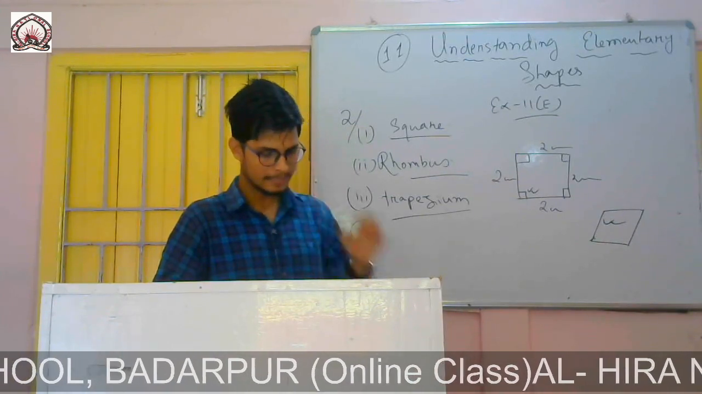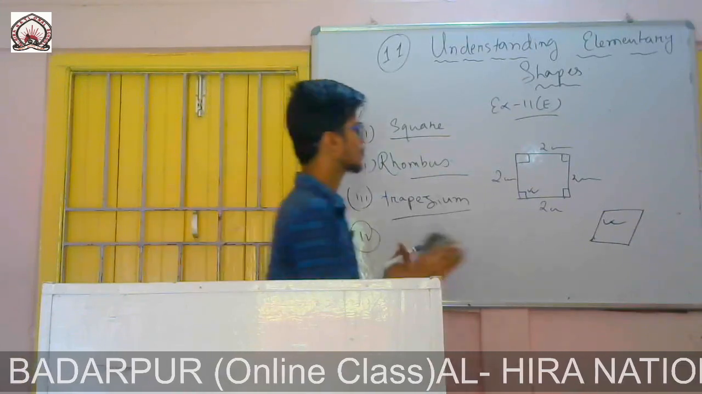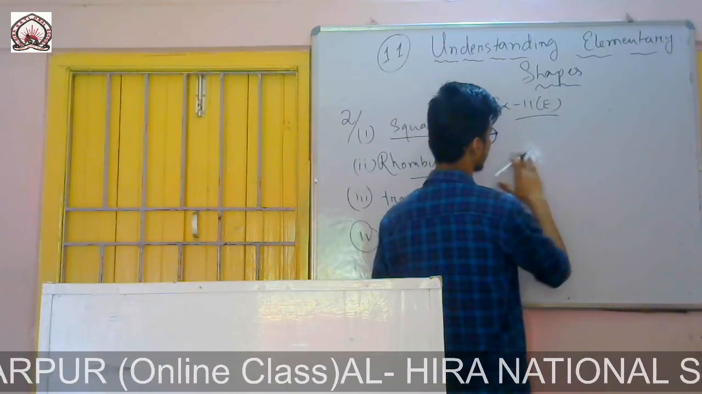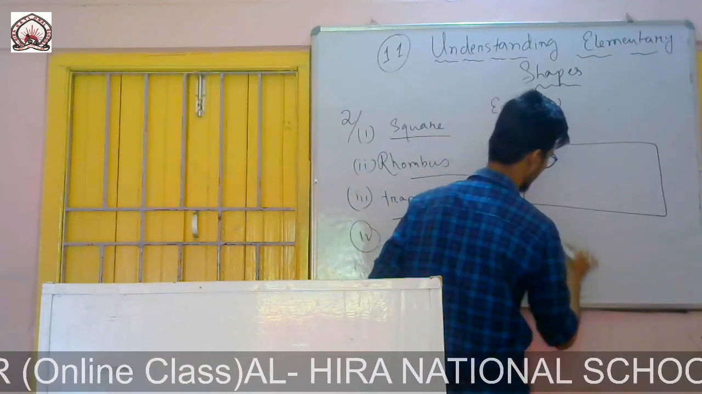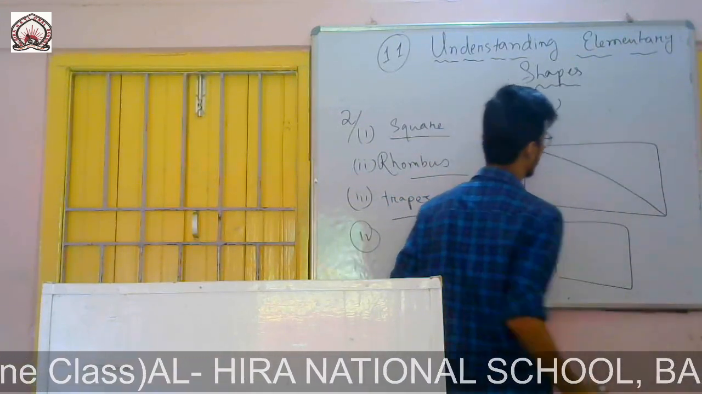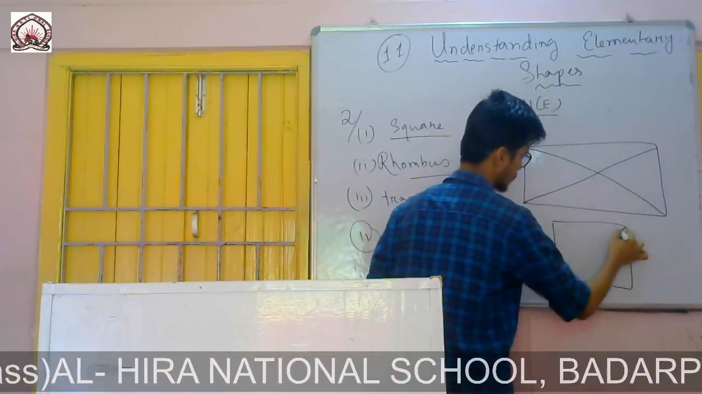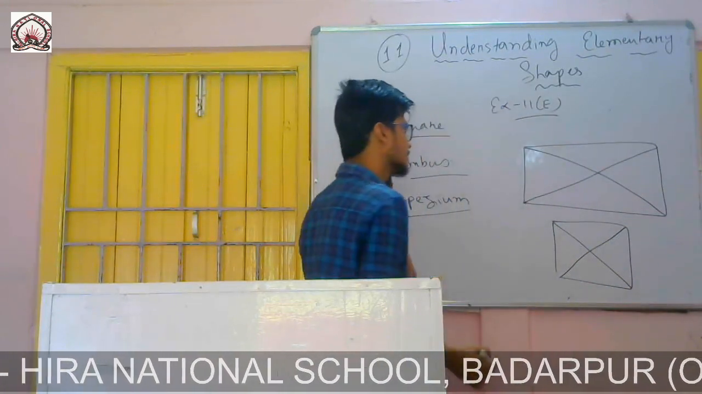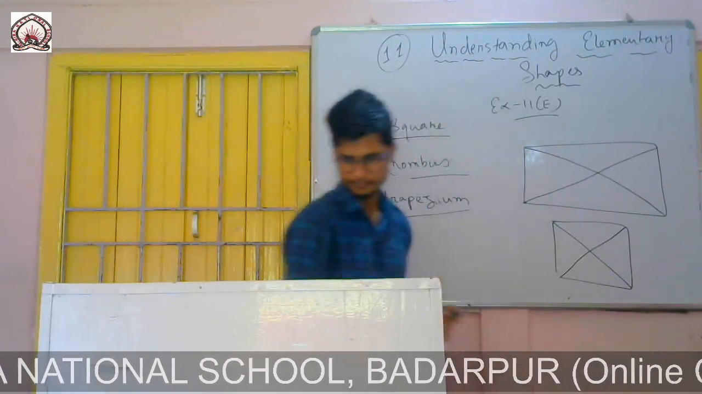Next, Roman number 4, the diagonals of this quadrilateral are equal but not perpendicular. The quadrilateral is a dash. Diagonals mean, for example, if I draw a rectangle or a square, then this line joining two opposite angles is a diagonal. In case of a square also, this one is a diagonal.